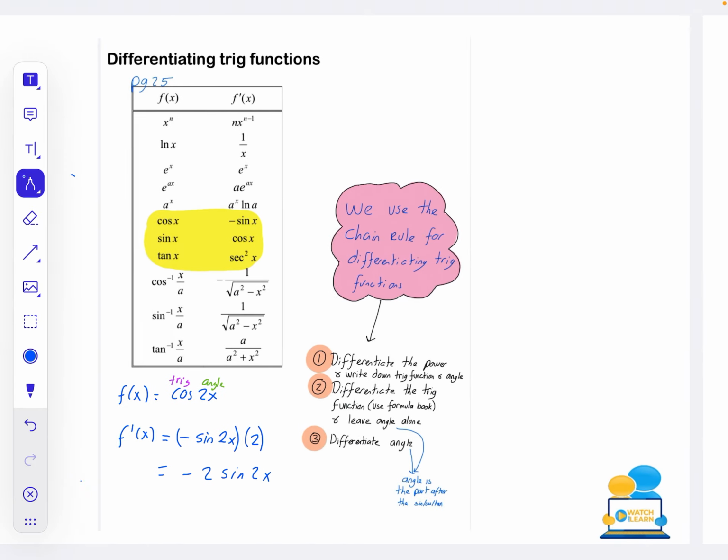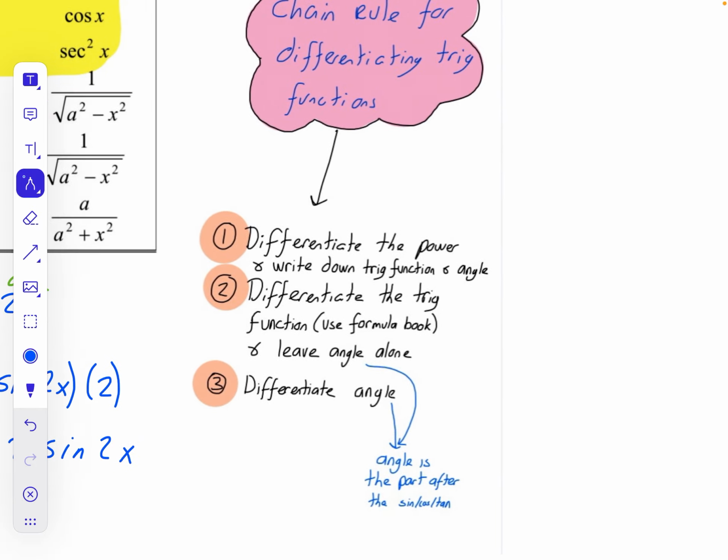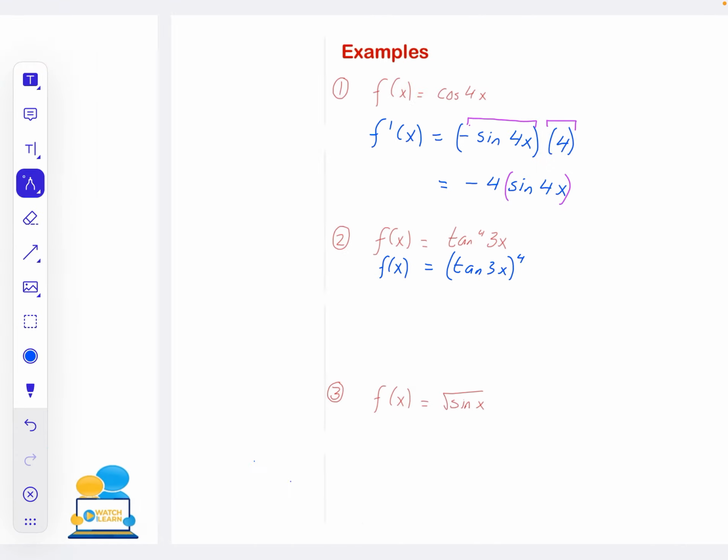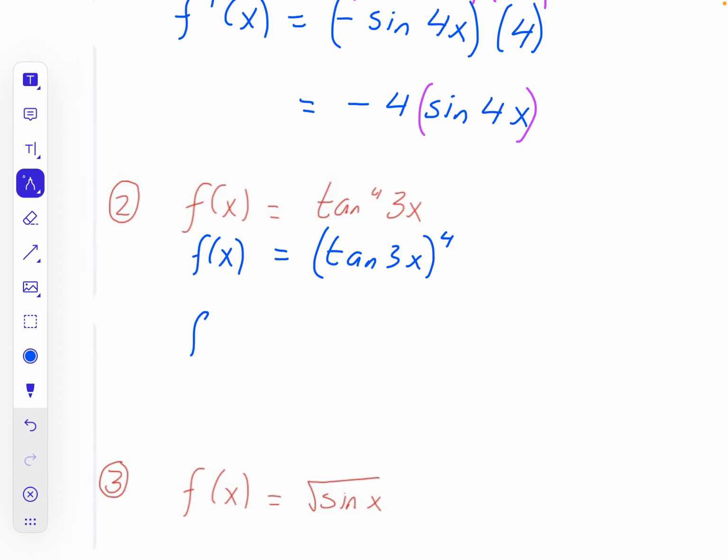Now I'm going to go back. This is when I have a power, so this is the first time that I'm using all 3 steps that I had back here. So my step 1, differentiate the power and write down the trig function and the angle. So I'm going to differentiate the power. So that's going to be 4 times, leave the trig function and the angle alone, but I'm just working with the power. So it's 4 times tan of 3x all to the power of 3. Write that there.